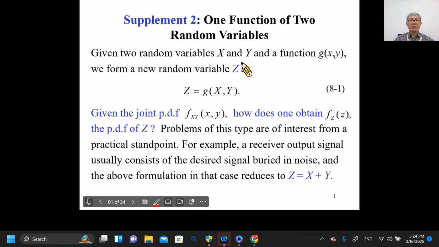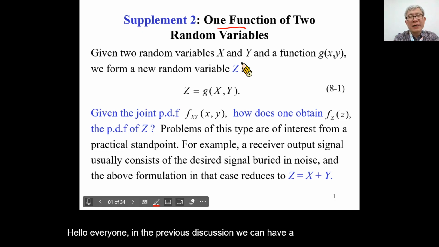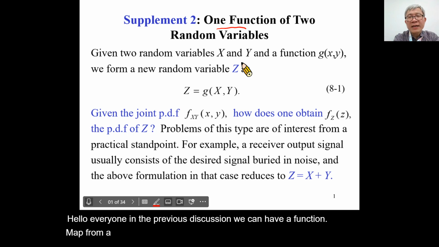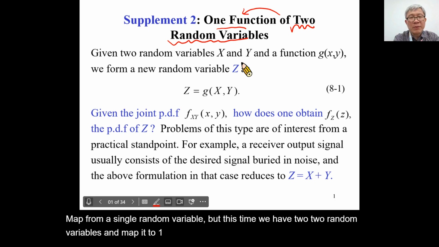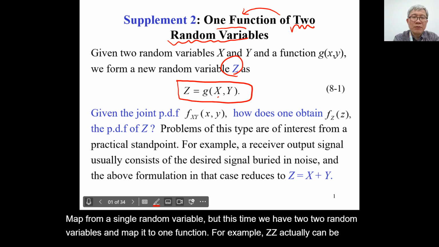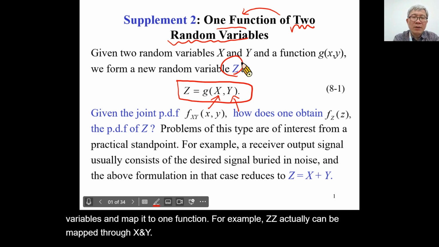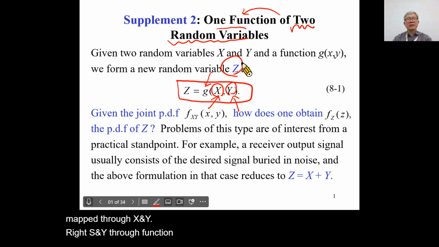Hello everyone. In the previous discussion, we had a function mapped from a single random variable, but this time we have two random variables mapped to one function. For example, Z can be mapped from X and Y through function g to Z.